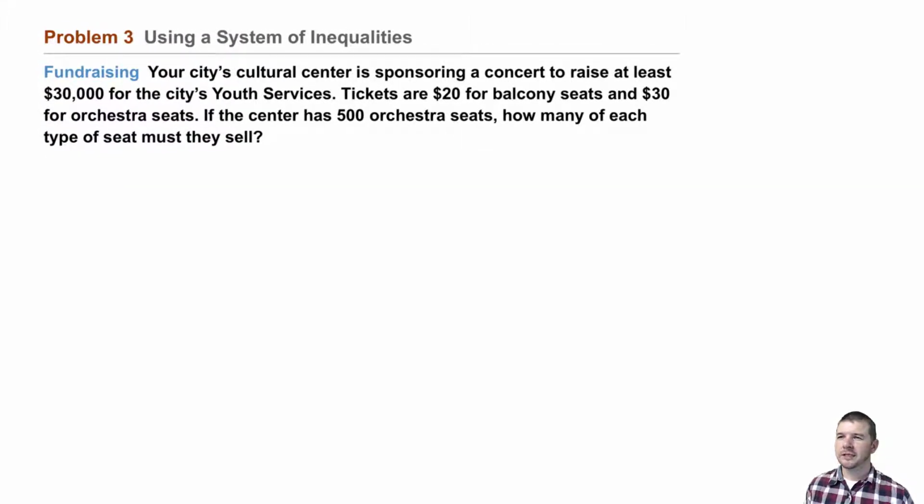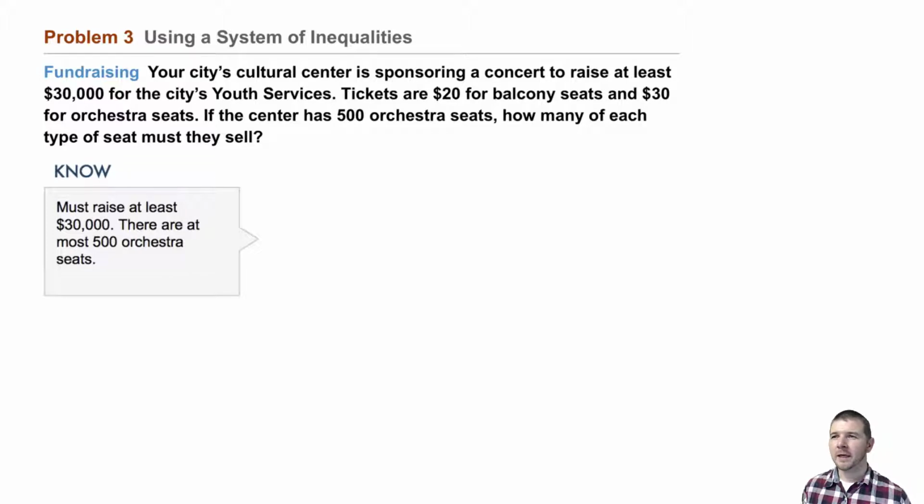Fundraising. Your city's cultural center is sponsoring a concert to raise at least $30,000 for the city's youth services. Tickets are $20 for balcony seats and $30 for orchestra seats. If the center has 500 orchestra seats, how many of each type of seat must they sell?